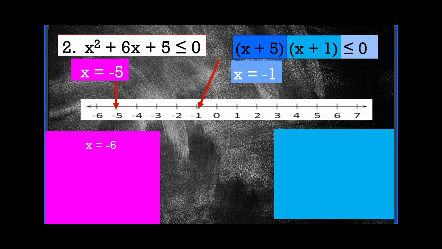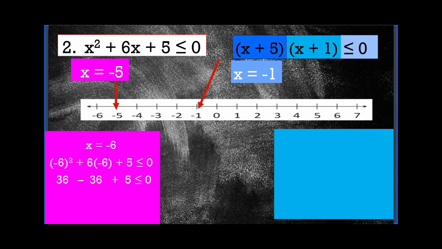So, ngayon, let us try all the numbers na nasa left ng negative 5. So, let us choose negative 6. So, palitan lang natin ang mga x ng negative 6. So we have now the square of negative 6 plus 6 multiplied by negative 6 plus 5 less than or equal to 0. So the square of negative 6 is 36. Then 6 multiplied by negative 6 is equal to negative 36 plus 5 less than or equal to 0.